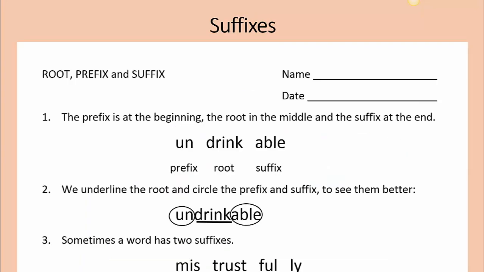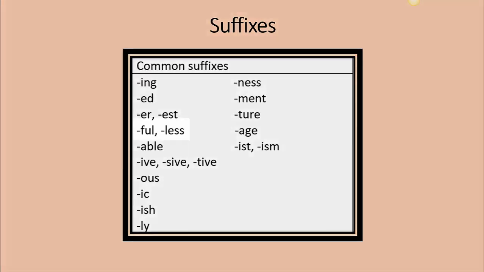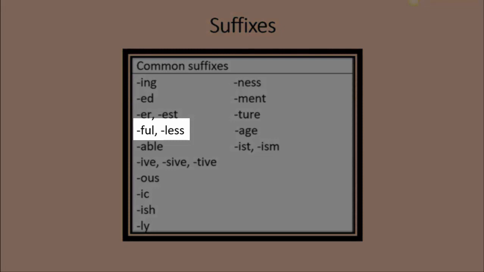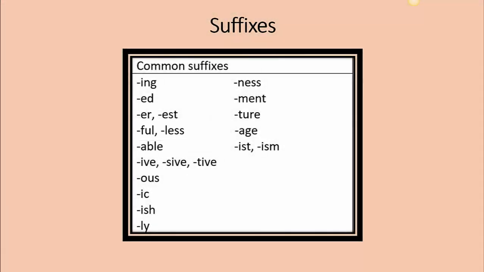Refer the students back to the reference sheet root, prefix, and suffix in their notebooks, and remind them that suffixes change a root word's part of speech. The suffixes full and less are good ones to begin with. Full meaning full of, and less meaning without. Follow the same sequence of activities as with the prefixes.